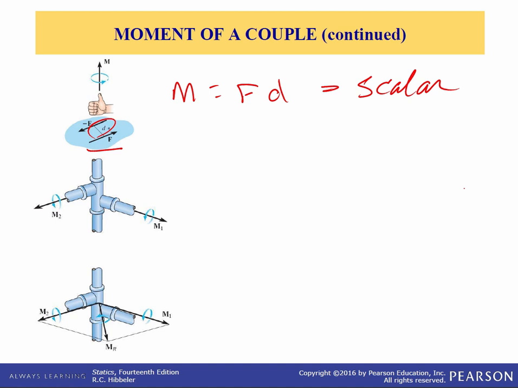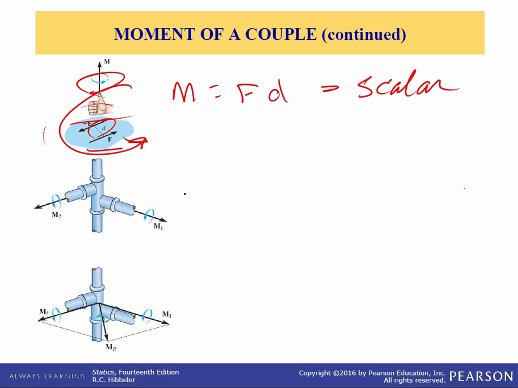Now the direction and the sense of the couple moment are determined by the right hand rule, as you see here, where the thumb indicates this direction when the fingers are curled with a sense of rotation. So these two forces here would tend to rotate this way. That's what you see here. Now in all cases, in this 2D formulation, the moment acts perpendicular to the plane containing the two forces.